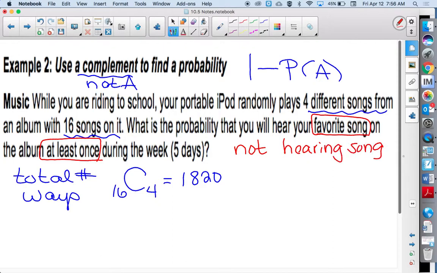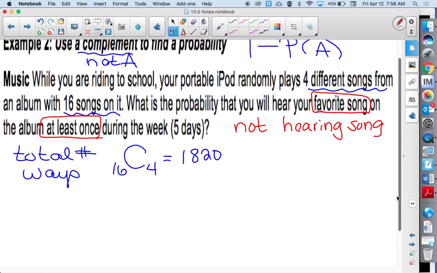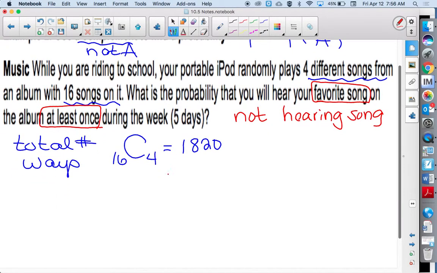Because I'd either hear it at least once, or twice, or 3, or 4, or 5 times, or I don't hear the song at all. And it's a lot easier to figure out the probability of me not listening to that song than it would be of me listening to that song multiple times. So we're going to try and find that probability. That means we're going to take 1 minus our probability.